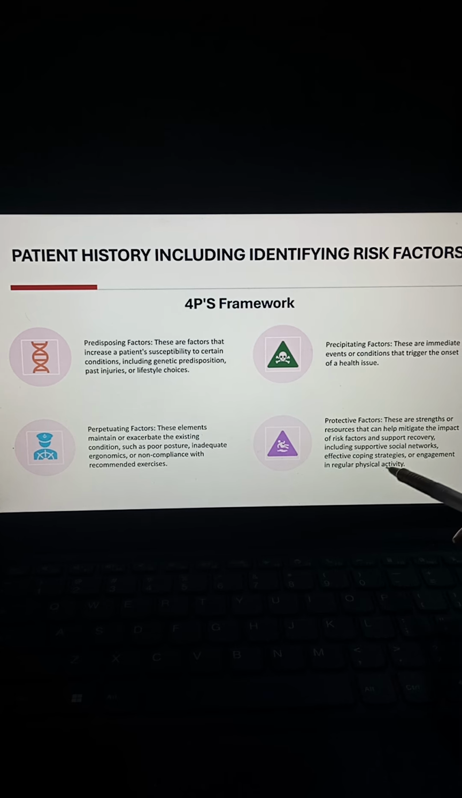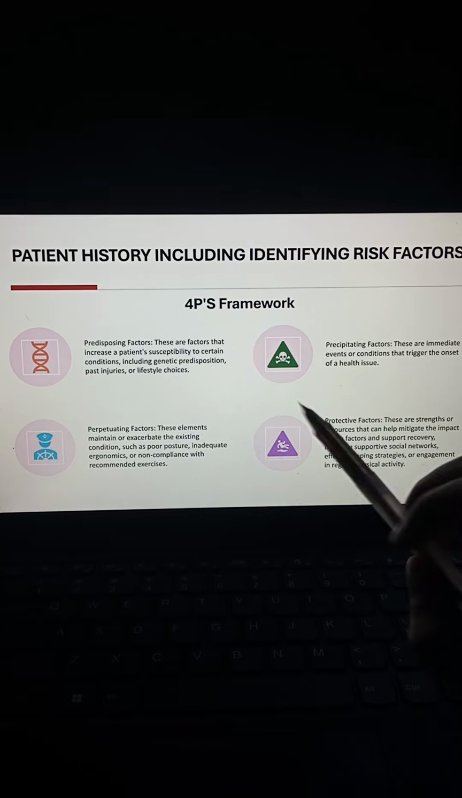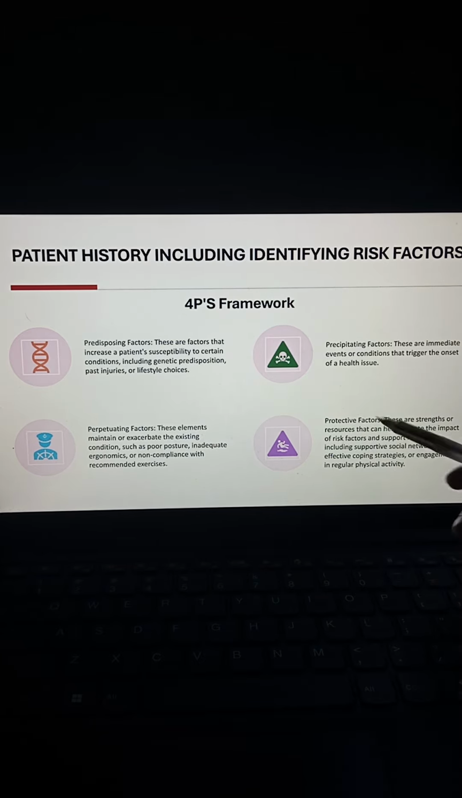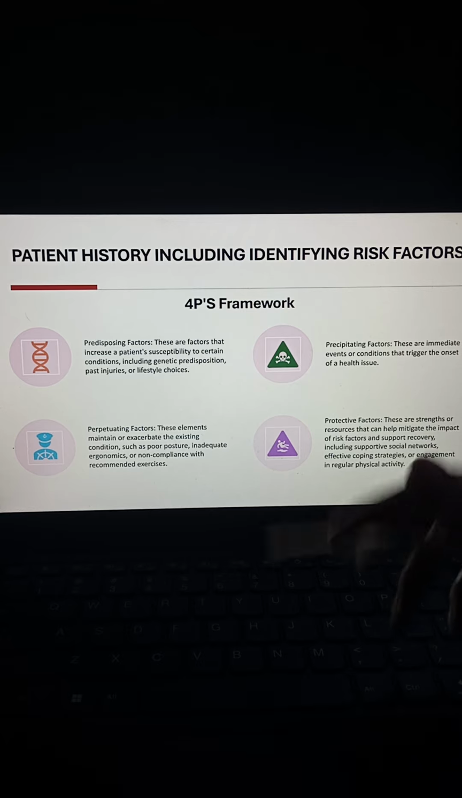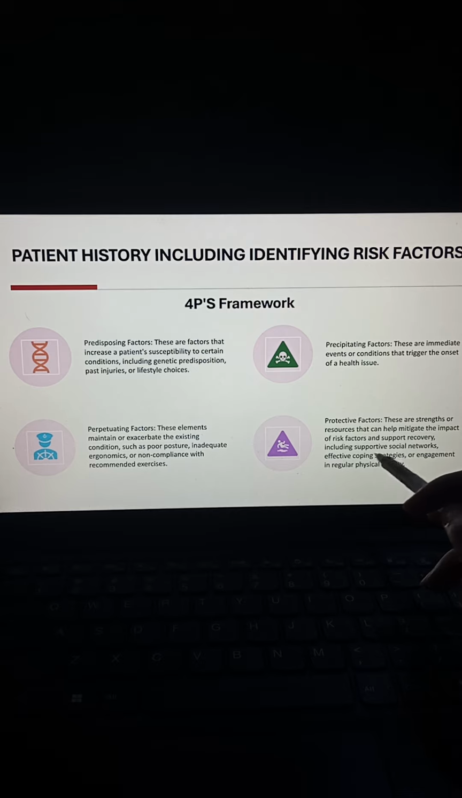Then there are the protective factors. These are the factors that help the patient mitigate the impact of a condition. For example, if the patient has a genetic predisposition to diabetes, we are giving the patient proper awareness, and the patient is taking certain preventive measures so that he will not develop diabetes in future. So that is a protective factor, as it is written here: support, recovery, supportive social networks, effective coping strategies, or engagement in regular physical activities.